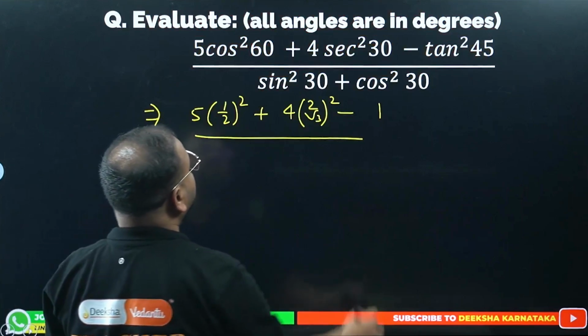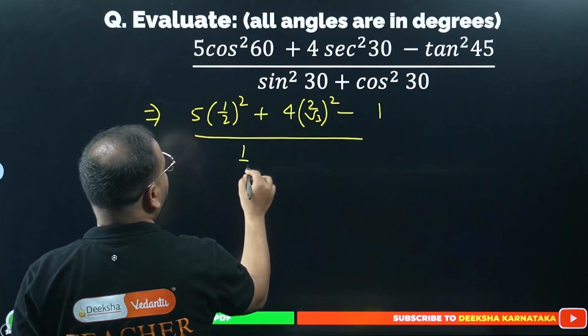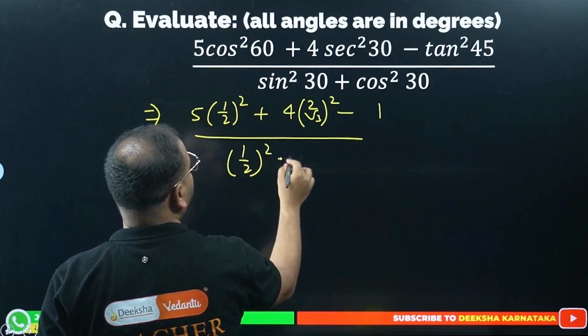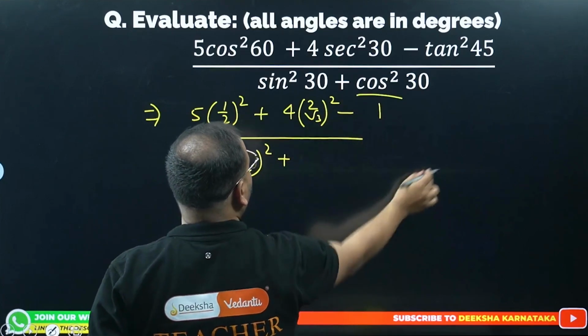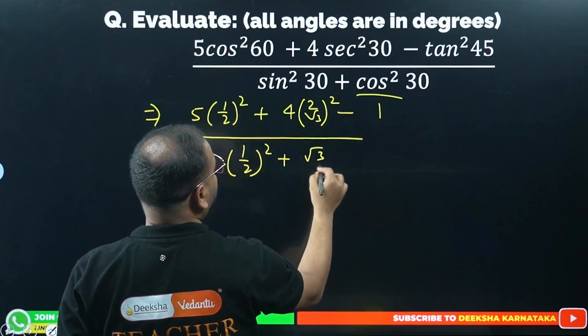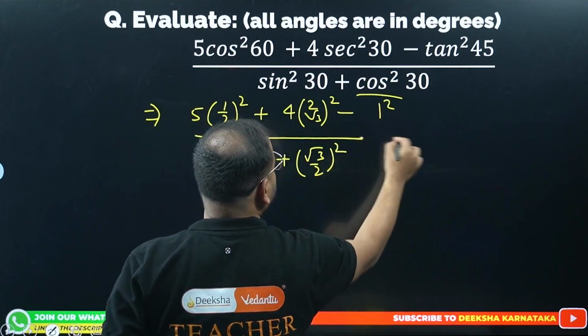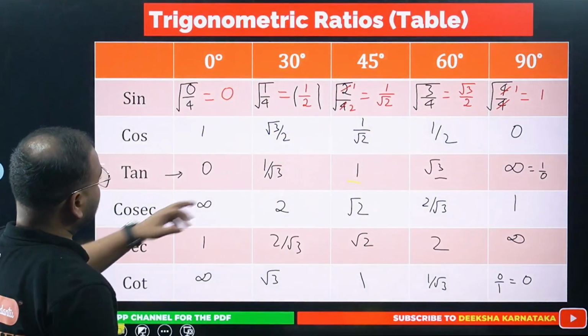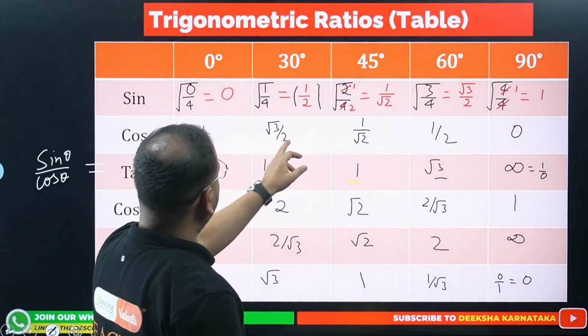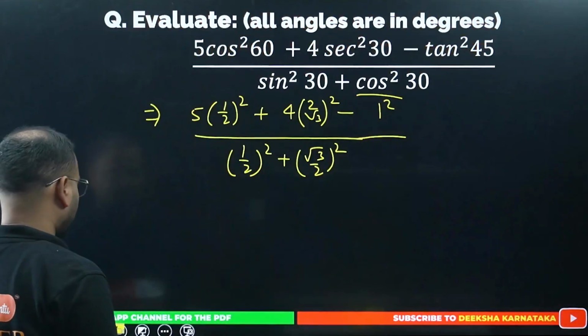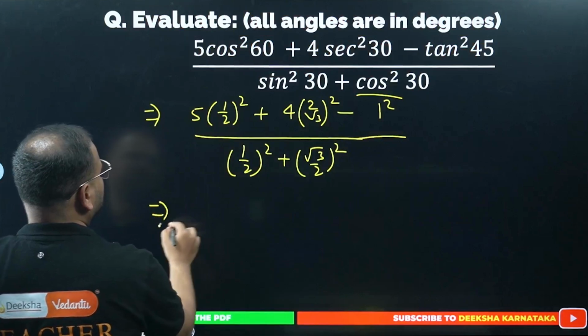Denominator: sin square 30, which is 1 by 2 whole square, plus cos square 30, which is root 3 by 2 whole square. Check, please. For 30, sin is 1 by 2 and cos is root 3 by 2. Please simplify this. I hope you can do this question.